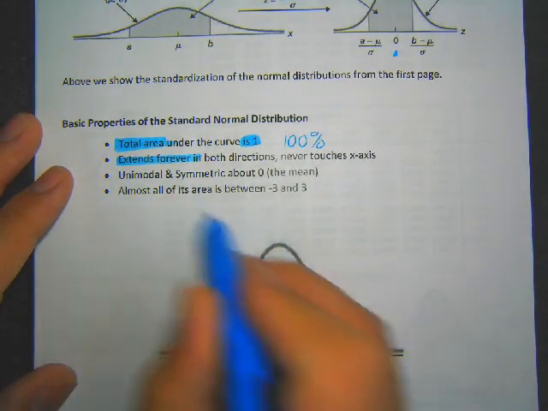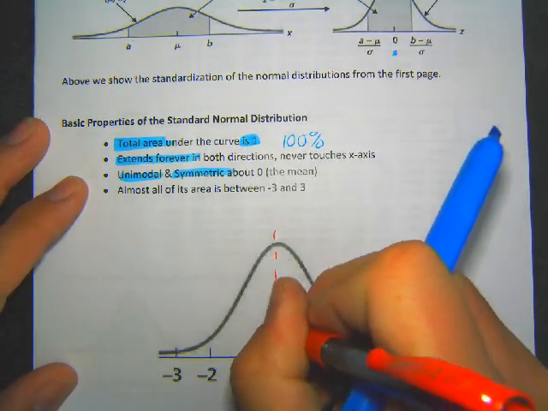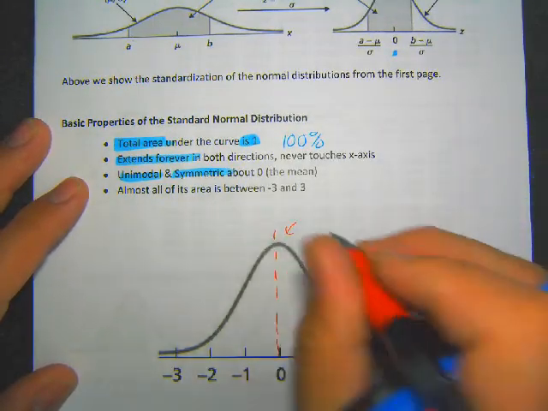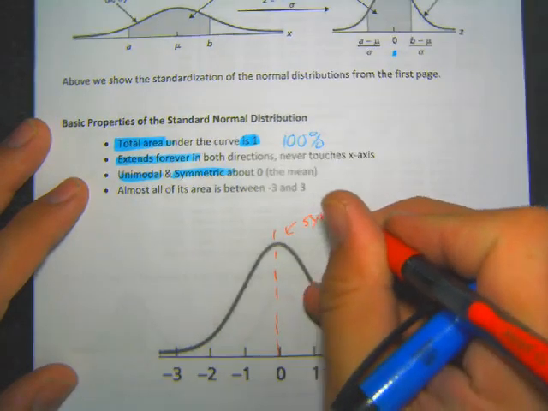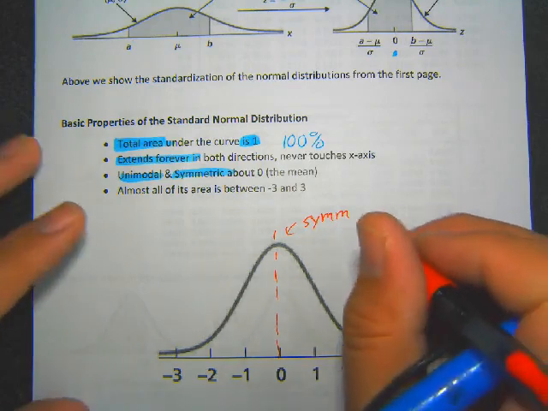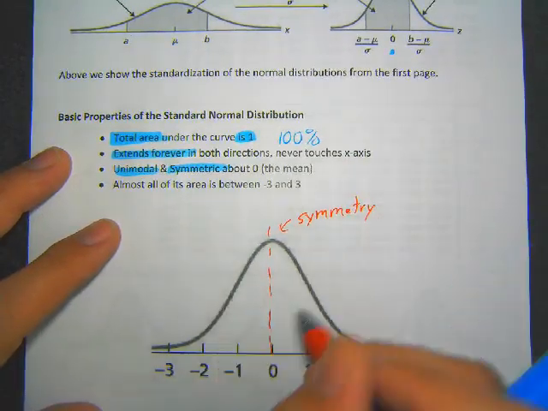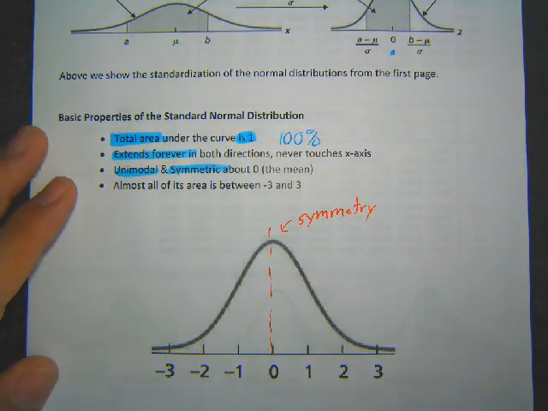Again, notice it's unimodal and symmetric. So again, it's got that nice symmetry. This symmetry is a really important thing to remember. We kind of saw this last section with the 68, 95, 99.7 rule, that empirical rule. This symmetry is helpful. It's helpful for these guys as well.